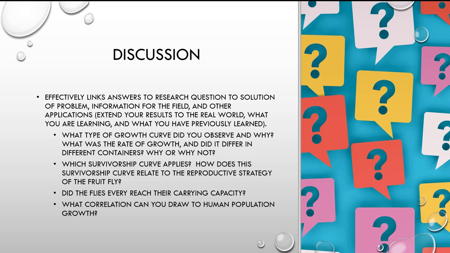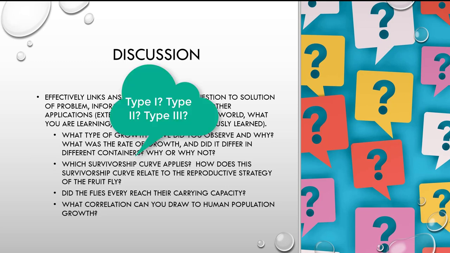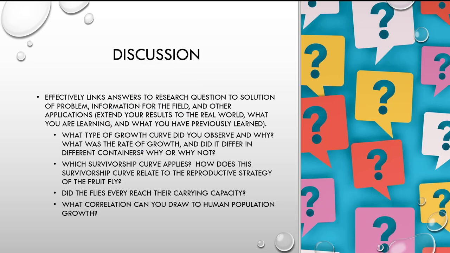So you want to compare the rates of growth and decline for all 4 containers. And then you'll also want to bring it back to the survivorship curves. Which survivorship curve applies to our containers? Was it type 1, type 2, or type 3 survivorship curve? And relate that to the reproductive strategy of the fruit fly.